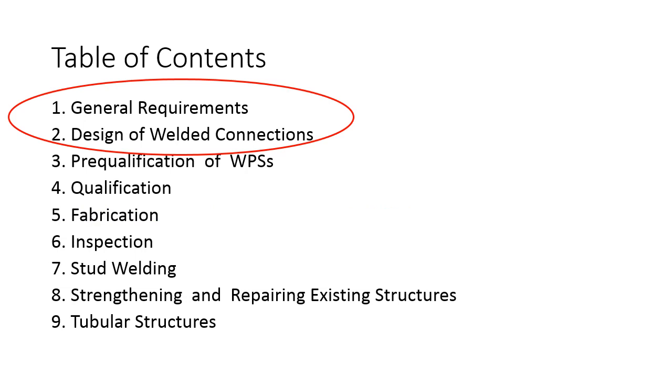Here's the table of contents, I guess, for my series on AWS D1.1, or I guess this would be the table of contents from D1.1. We're just going to hit Clause 1 and Clause 2 today, and it's probably going to be long enough. We're going to cover general requirements and then design of welded connections. And as I said, design of welded connections is going to be a drive-by. We're going to just briefly talk about it.